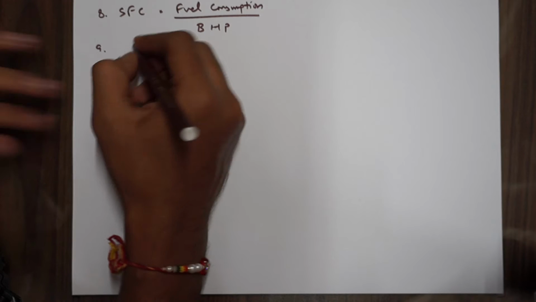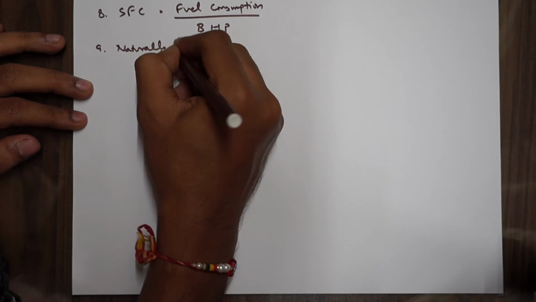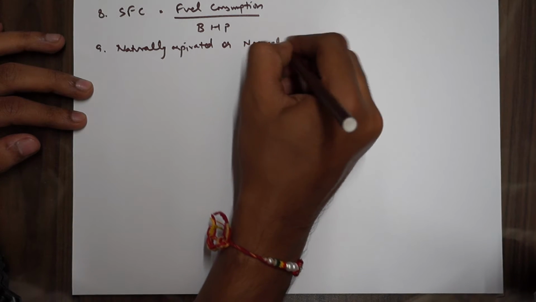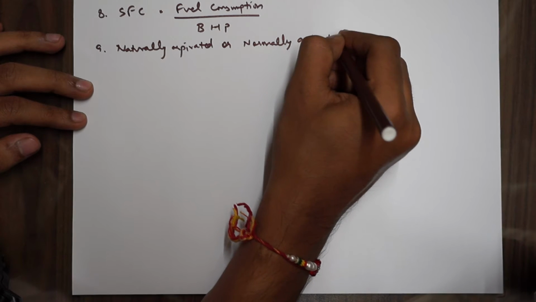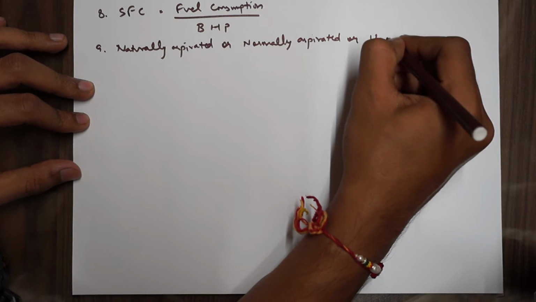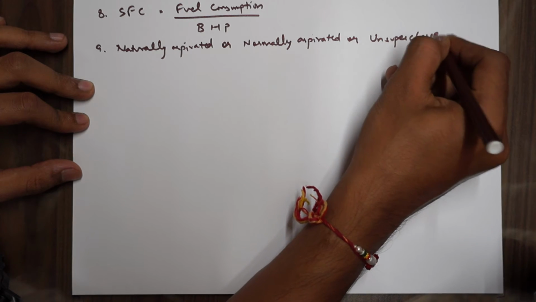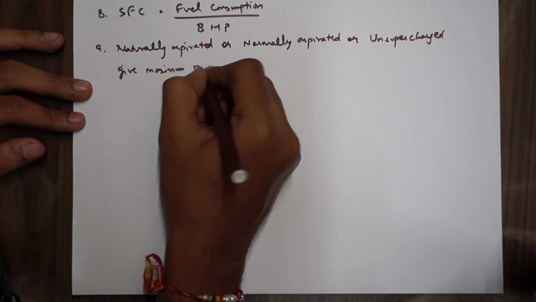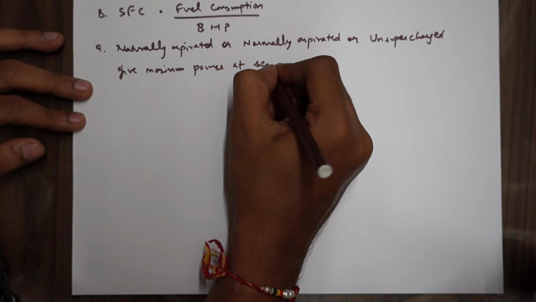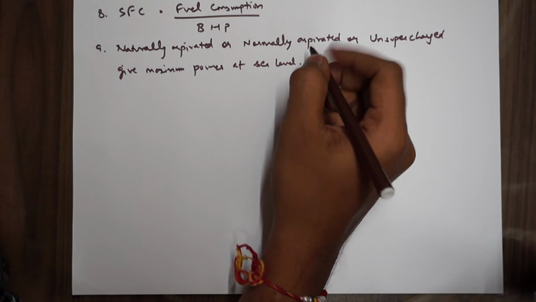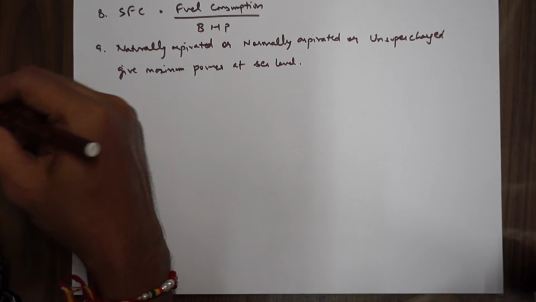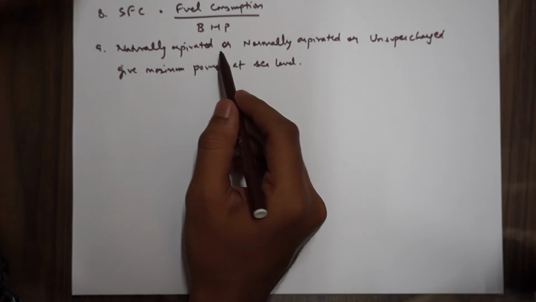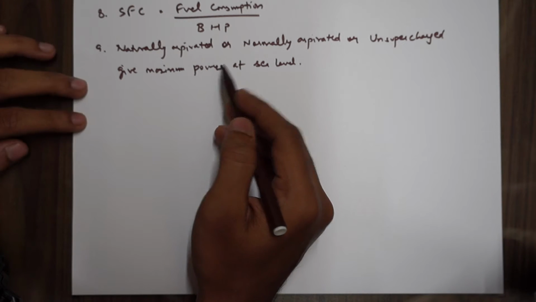Naturally aspirated or normally aspirated, also called an unsupercharged engine, gives maximum power at sea level. Okay, and power decreases with increase in altitude because the density of the air at sea level is high. That's why it is naturally aspirated, so cooling is better, so efficiency is of course increasing.